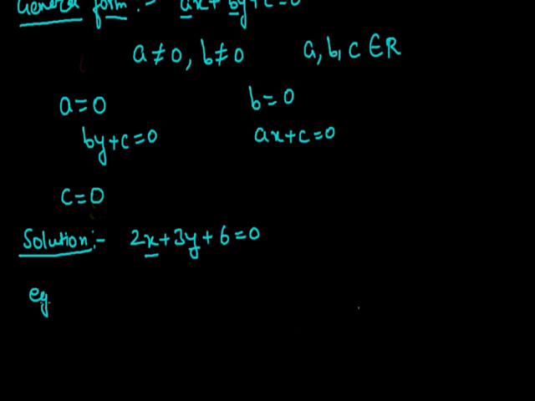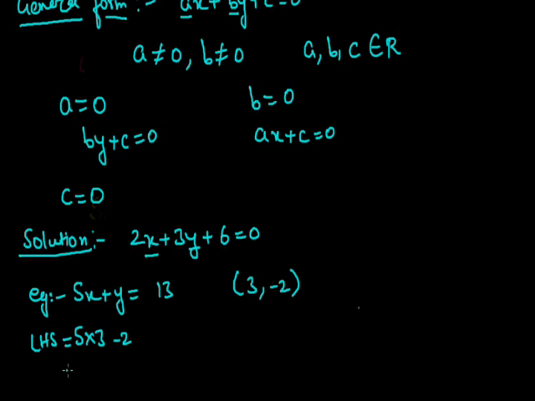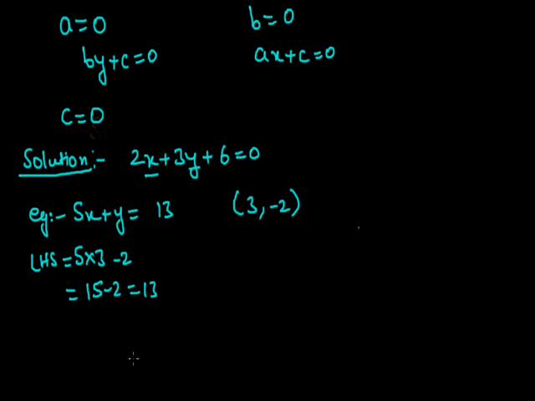Suppose I take an example, let's say 5x plus y is equal to 13. If I keep the value of x and y as 3 and minus 2, it means the value of x I will keep as 3, the value of y as minus 2. So it will become 5 into 3 minus 2. This is our LHS part. Now if I solve this LHS part, we'll get 15 minus 2, that is 13. As you are seeing here, LHS has now become equal to the RHS. So it means 3 and minus 2 are the solution of this linear equation because they are satisfying this linear equation.